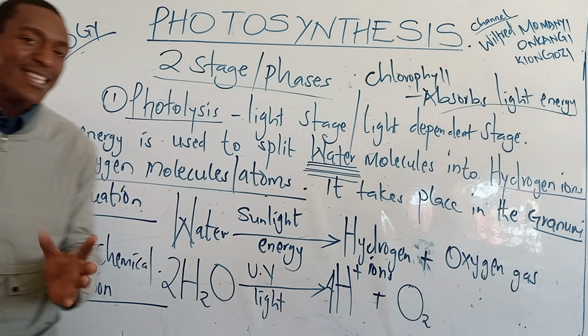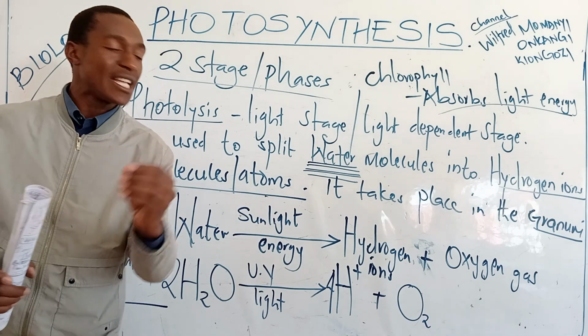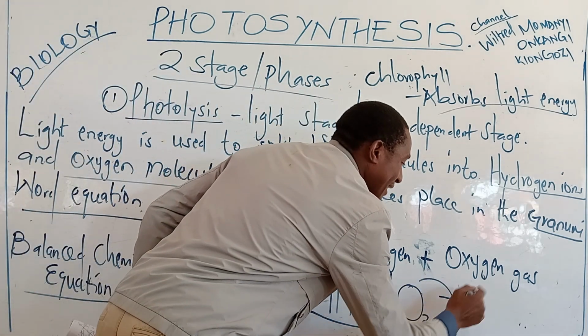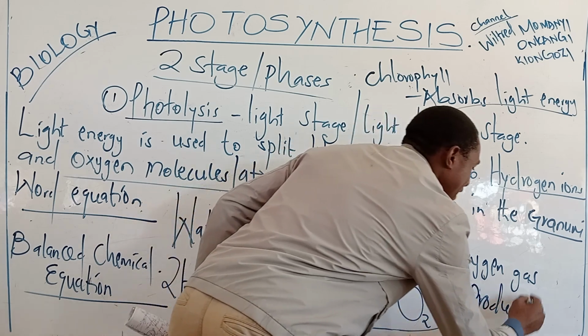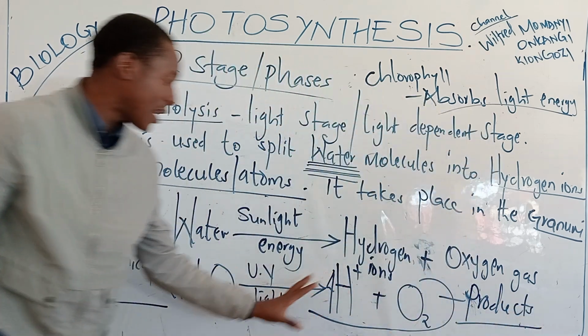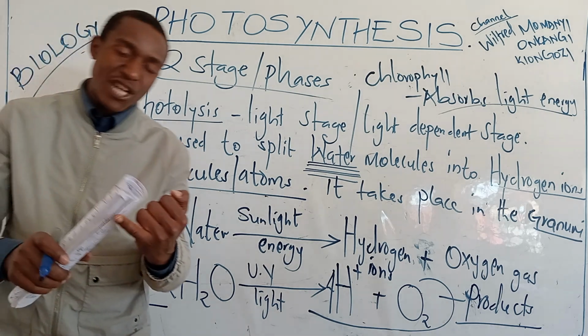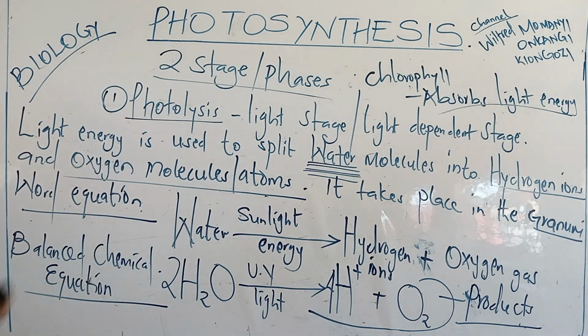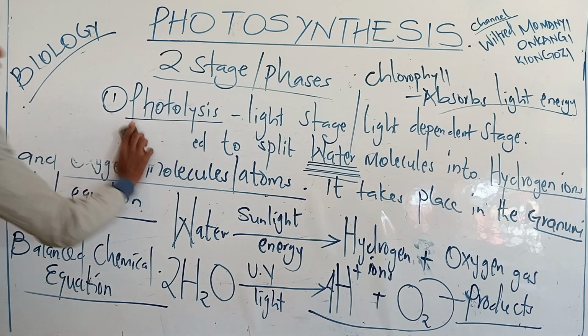Now, the remaining thing is to give an account of where these products end. These are the waste products or the byproducts of photolysis. Where does hydrogen go? Where does oxygen go? Let us continue writing.